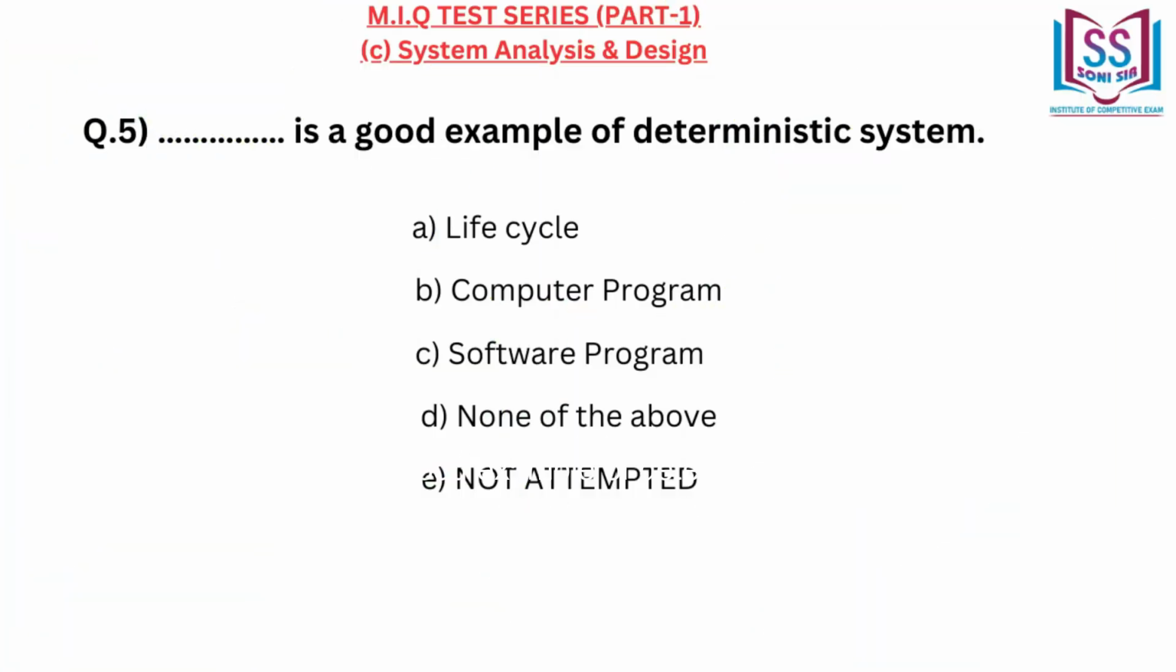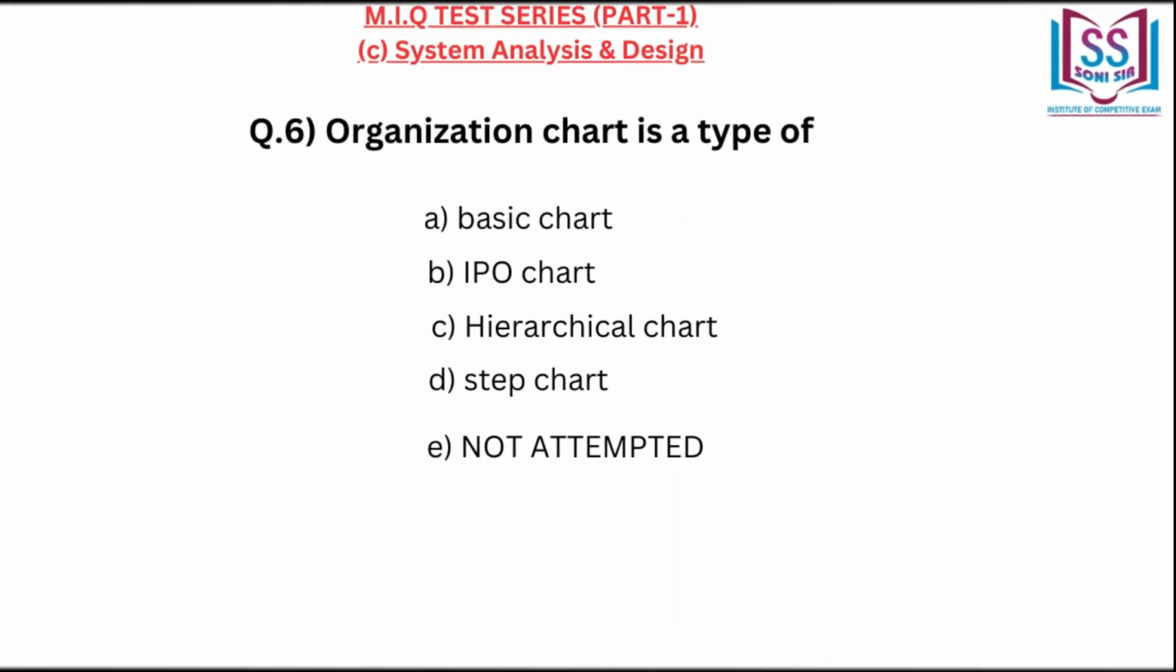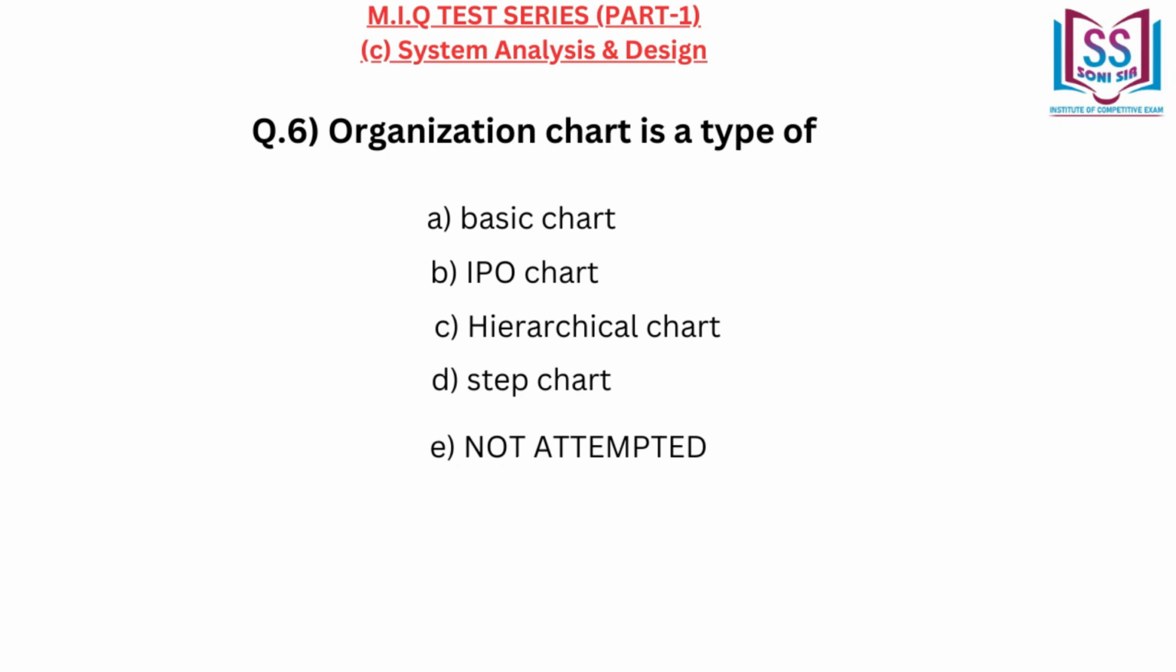Dash is a good example of deterministic system. A. Life cycle. B. Computer program. C. Software program. D. None of the above. Organization chart is a type of A. Basic chart. B. IPO chart. C. Hierarchical chart. D. Step chart.